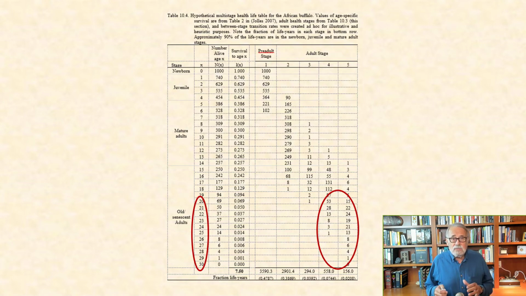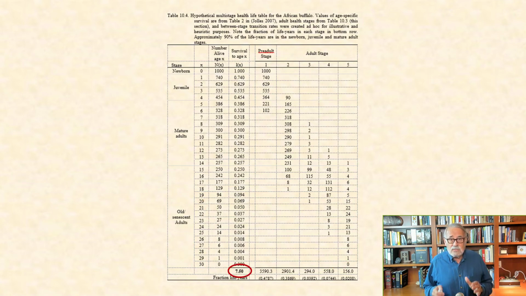Note that according to this hypothetical life table, the expectation of life for African buffalo subject to these mortality and transition rates is 7.5 years. The average individual spends 48%, 39%, 4%, 8%, and 2% of its life in the pre-adult stage and in each of the 4 respective adult health stages.